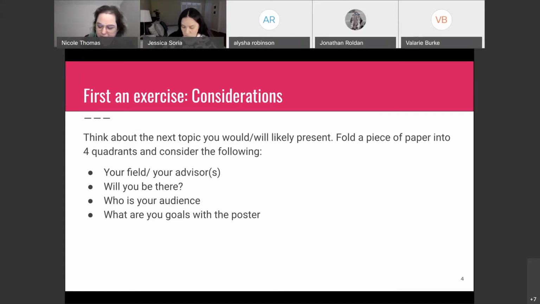So right now, I'm going to give everyone about 5 minutes to go ahead and write down and fill in those quadrants. So thinking about anything that your advisor has told you to add, thinking about whether or not you will be present at your poster, thinking about who your audience is, and thinking about what your goals are.